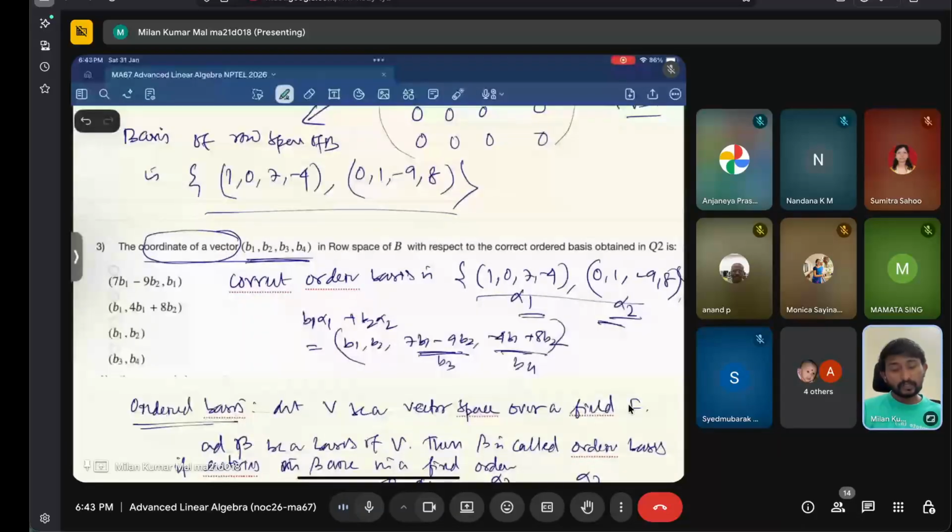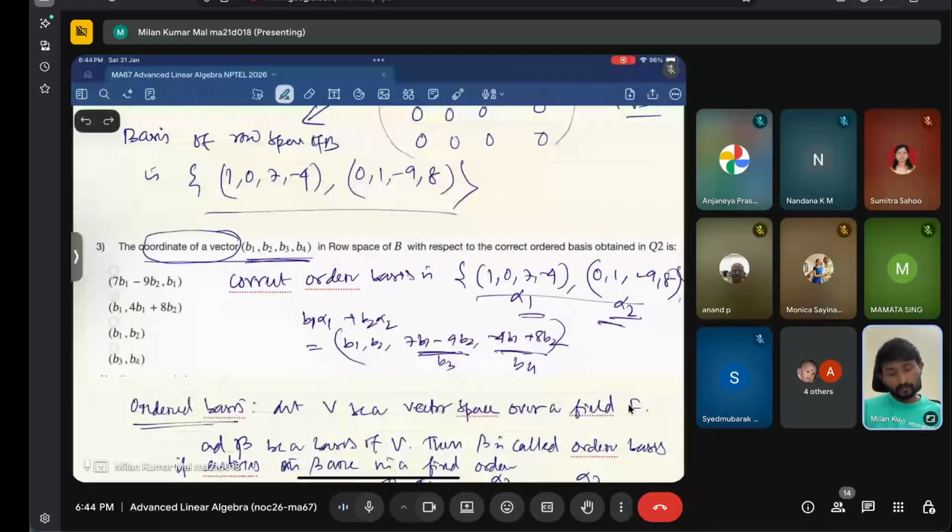If this third term is not matching with B3 and the fourth term is not matching with B4, in that case, it's clear that the vector B1, B2, B3, B4 is not in the row space spanned by alpha 1, alpha 2. So in that case, at least you need B1, B2.